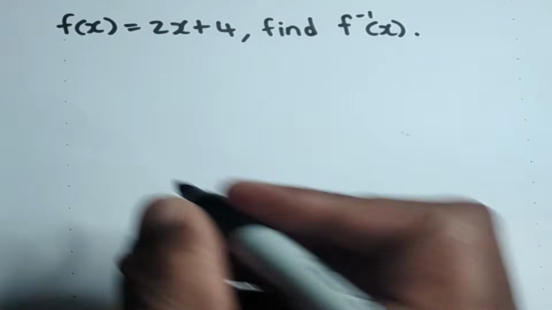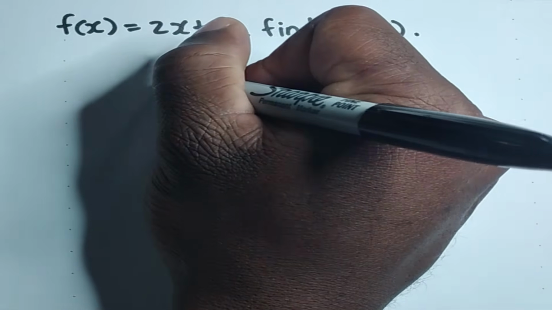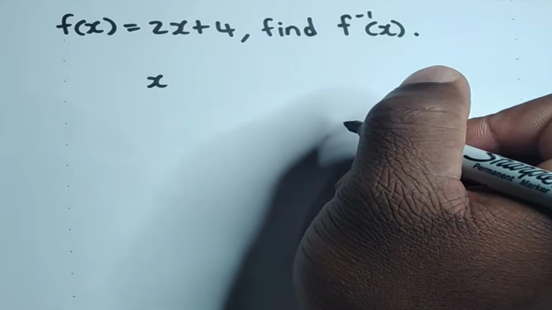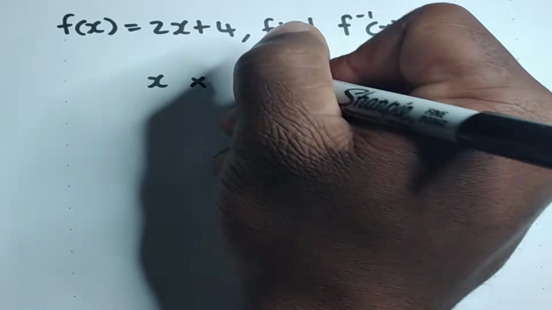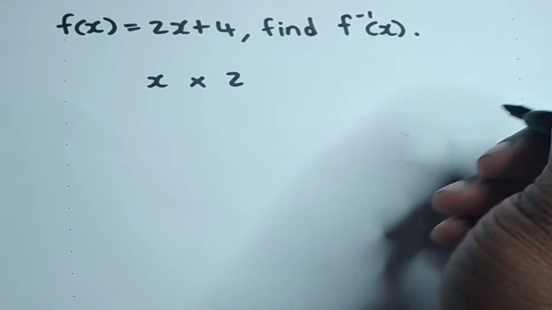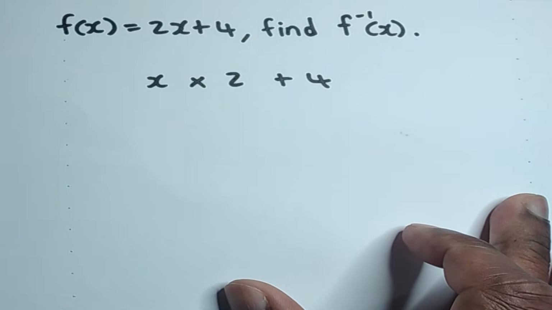So the first thing that we see is that we have an x, and the things going on here are that we multiply the x by 2 and then we add 4. So that's what we see taking place here.